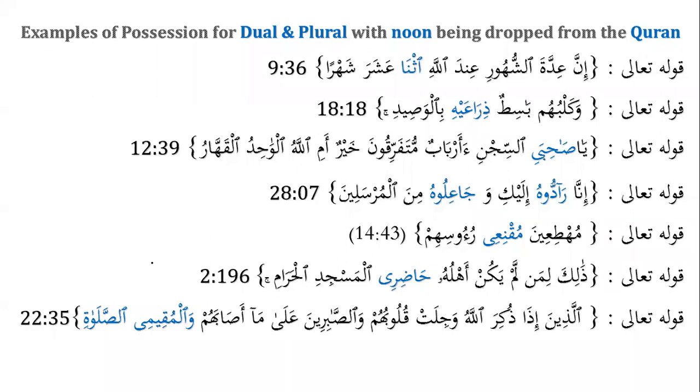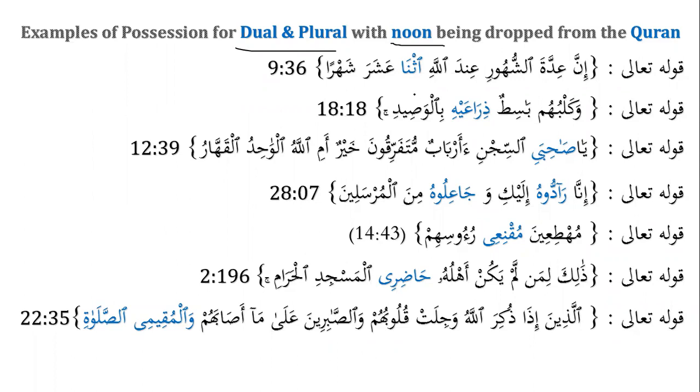All right, so now we are done with the lesson. So here are some examples of possession for dual and plural nouns when the noon has been dropped, when they are used as mudaf. So examples of possession for dual and plural, because this is where we started our lesson from. And this is one of my favorite topics. Also this construction is used a lot in the Quran, so that's why we have a few more examples.